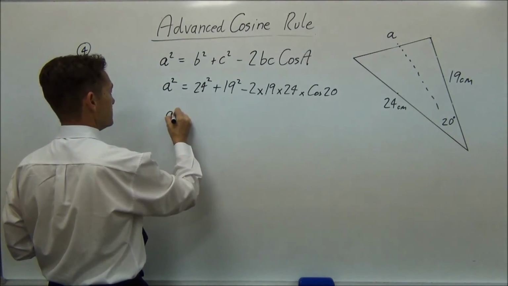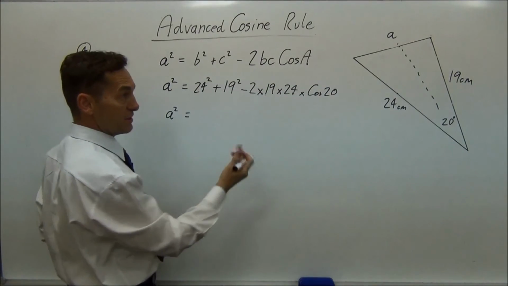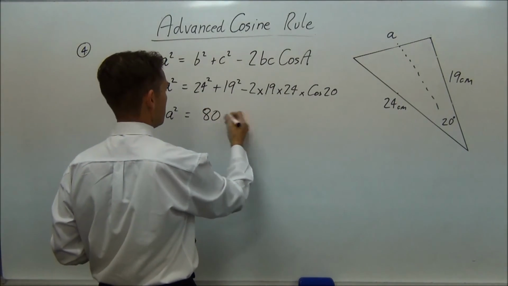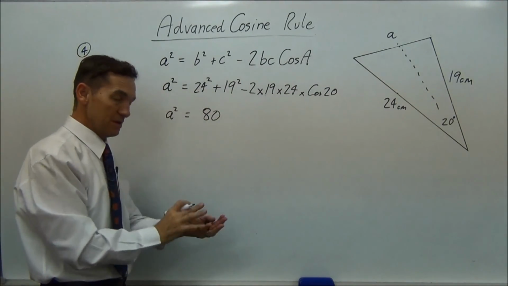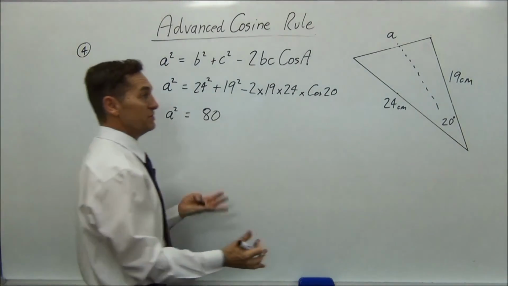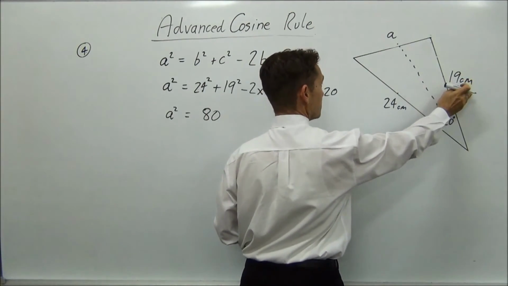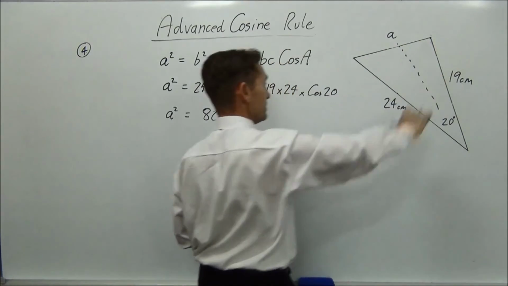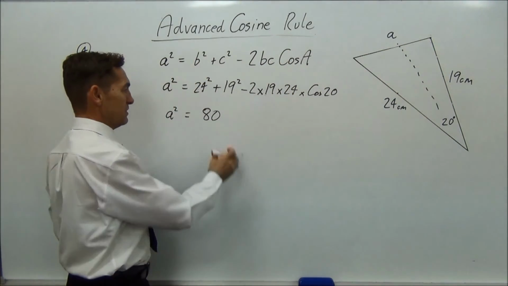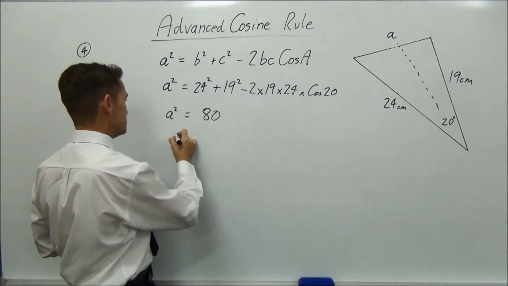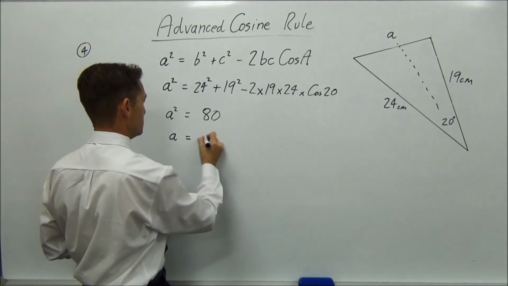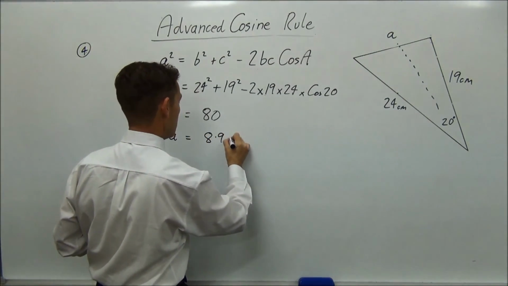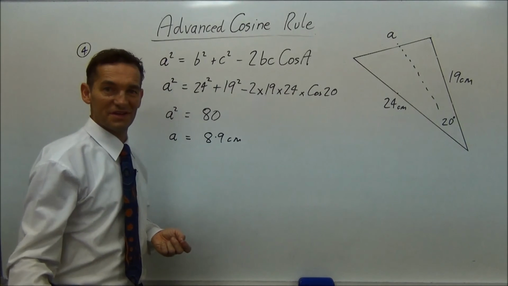So then we get A squared, punch that in your calculator, and you end up with 80 and a few decimal places, but that's not the answer. There's no way it could be the answer, because you've got 24 and 19 and 80. There's no way that could be the length of 80. Impossible. So what have we got to do? Press the square root button. So A equals 8.9 centimetres. And you're done.